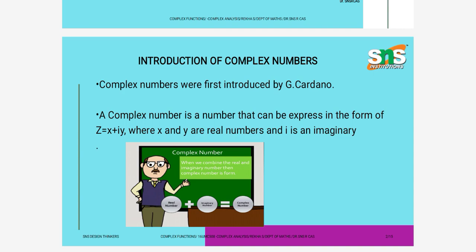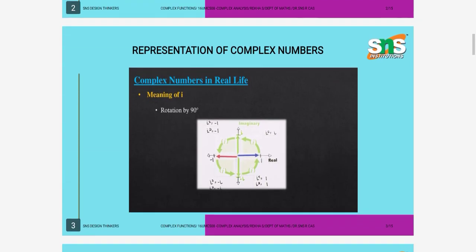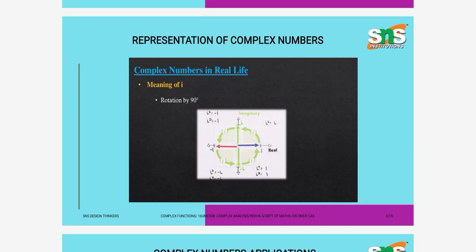First of all, the complex number was introduced by Gerolamo Cardano. How do we express a complex number? z equal to x plus iy, where x and y are real numbers, and i is an imaginary number. That is a complex number. Studying the properties of complex numbers and the theorems based on them is complex analysis.